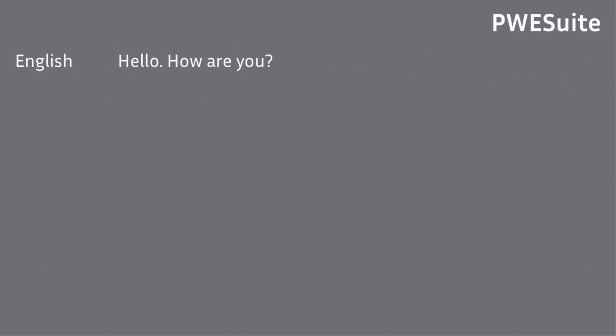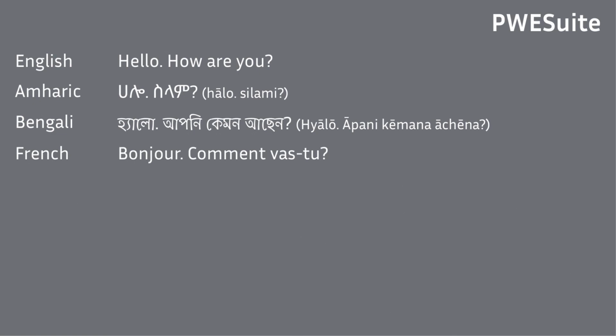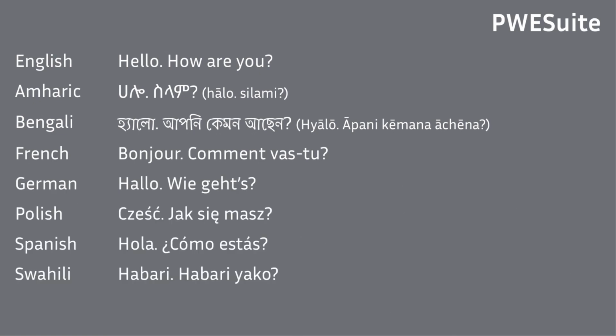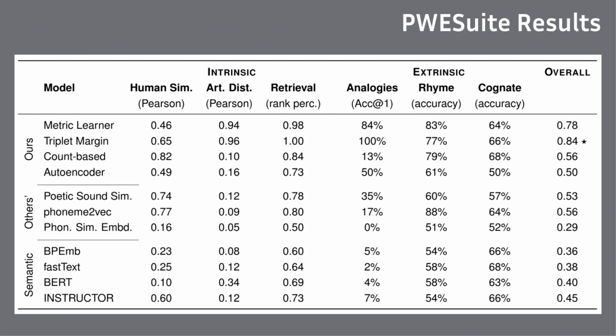Our test suite contains phonetically diverse languages. It has English, Amharic, Bengali, French, German, Polish, Spanish, Swahili, and Uzbek. Two of these languages don't use Latin script, and for each language, we have about 200,000 unique words. Now let's look at the main results. The overall score is just a simple average across the 6 separate tasks.